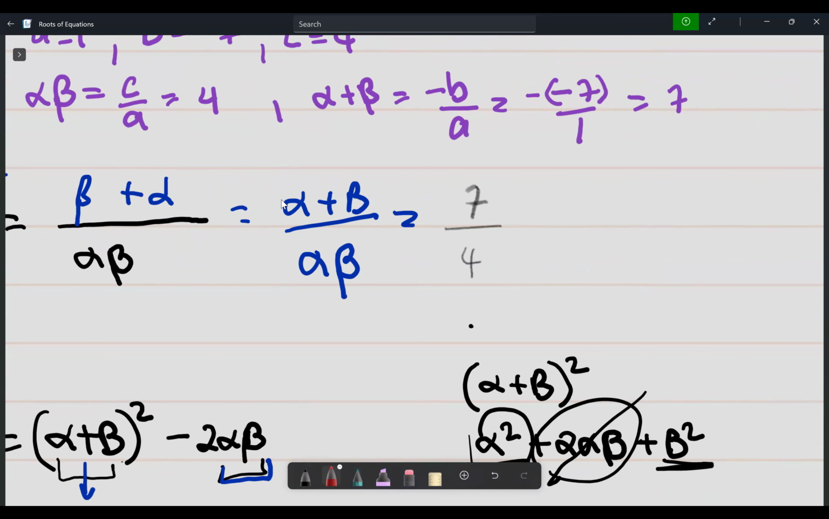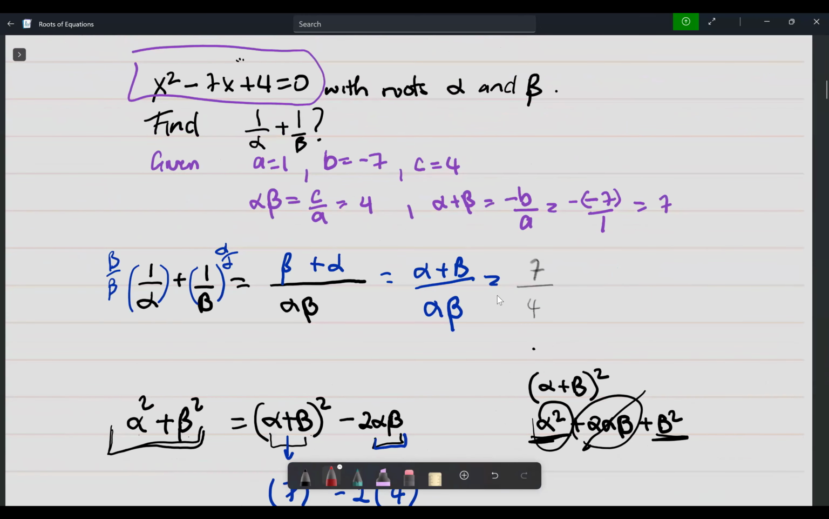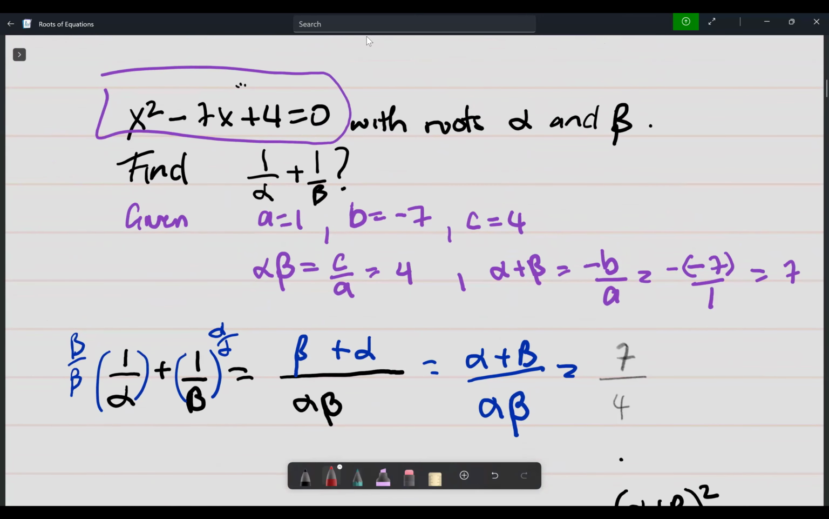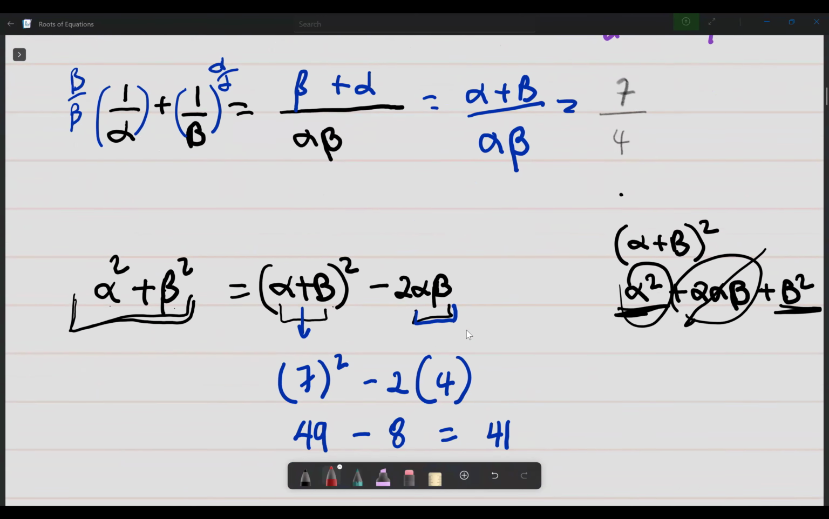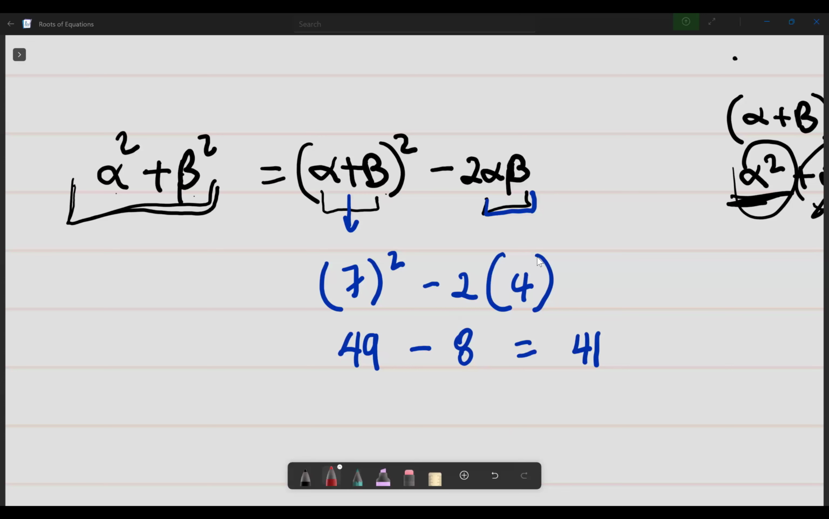We know what each of these values are, right? Alpha plus beta is 7, and alpha times beta is 4. So now the final answer is 7 over 4. Any confusion with that part? With the roots of a quadratic and getting 1 over alpha plus 1 over beta? No issues? No issues. Great.